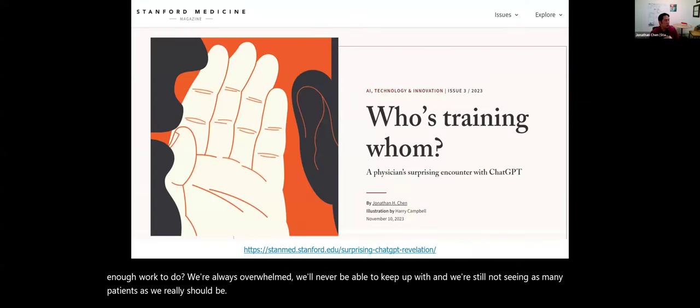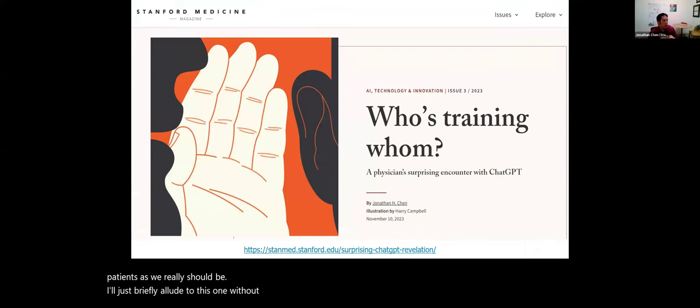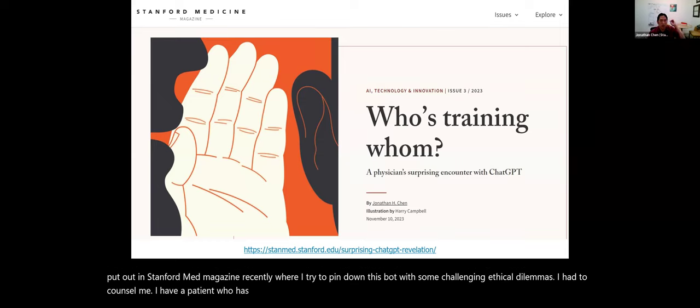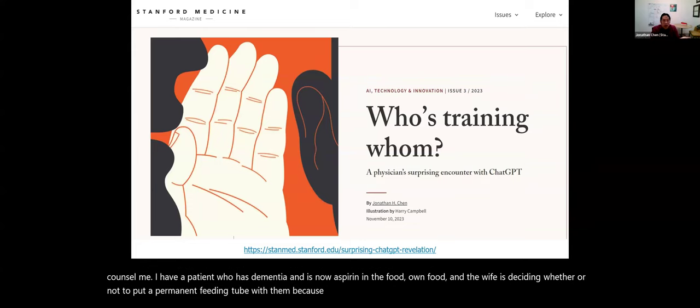I'll just briefly allude to this one without going to the whole story, but encourage you to read this essay. It's a two-page essay I put out in Stanford Med Magazine recently, where I try to pin down this bot with some challenging ethical dilemmas. I had it counsel me. I have a patient who has dementia and is now aspirating on their own food, and the wife is deciding whether or not to put a permanent feeding tube in them. Because that's a very real scenario I actually just had in the hospital, and it was a tough conversation.